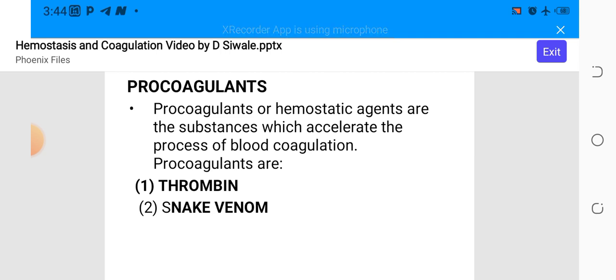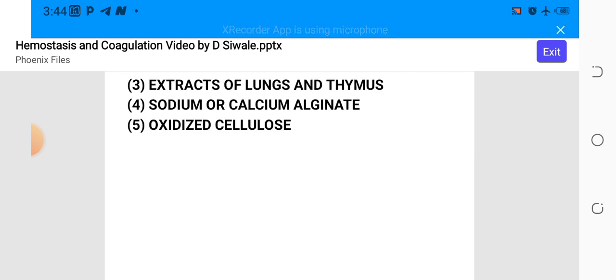We also have snake venom, such as that from vipers, cobras, and rattlesnakes. They contain proteolytic enzymes which enhance blood clotting by activating the clotting factors. We also have extracts of lungs and thymus. The extracts of lungs and thymus have thromboplastin, which causes rapid blood coagulation. Thromboplastin, we say, is a tissue factor.